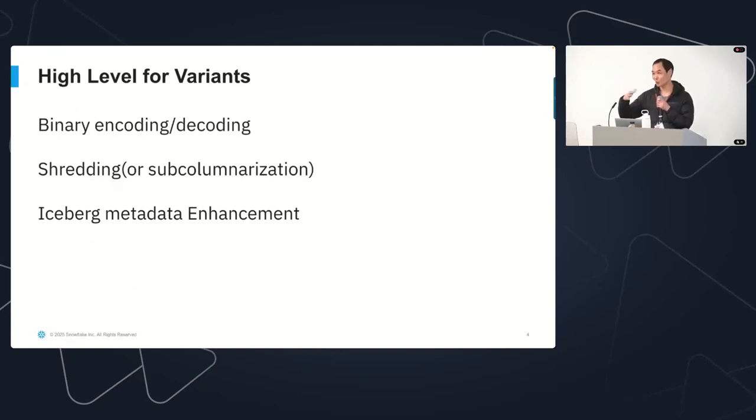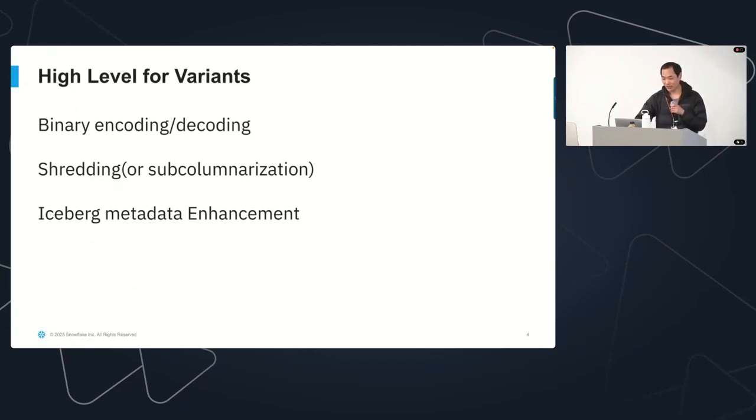But shredding brings it to the next level: you extract the data from variant data and store it as separate columns. I'm going to talk a little bit more about that later. We can also have additional metadata, and with that, we can do more optimizations.